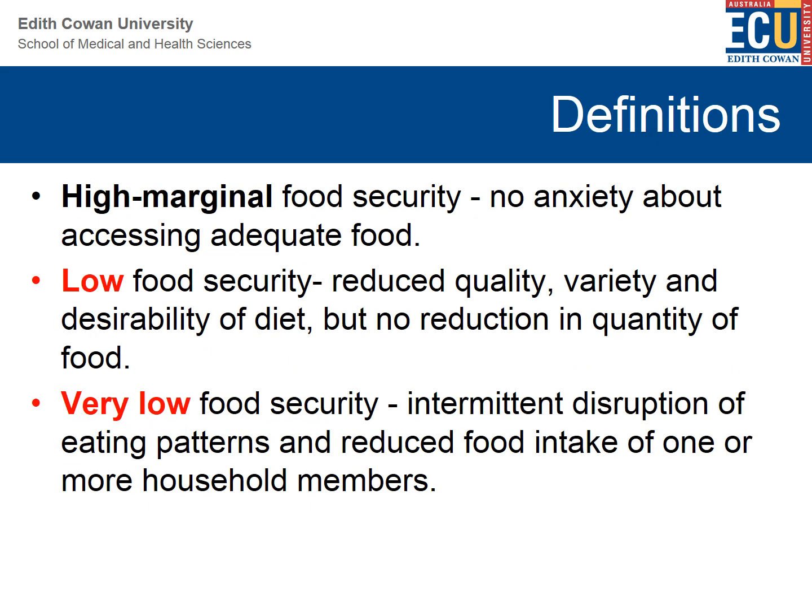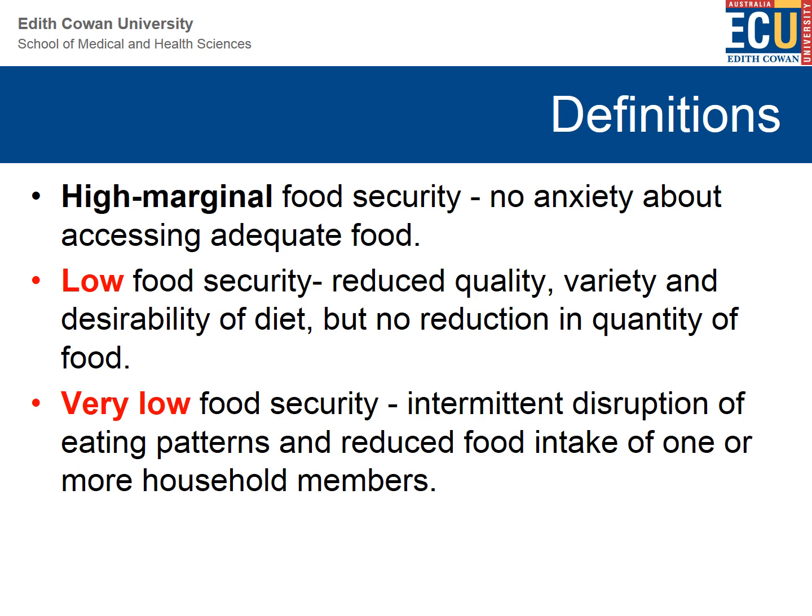So based on the classifications from the US Household Food Security Survey module, this is what we would expect households in each of the classifications to experience. So high marginal households would have no anxiety about accessing food, while those in the low food security group would have reduced quality, variety, and desirability of diet, but no reduction in quantity, while those in the very low group would have intermittent disruptions to eating patterns and reductions in food intake of 1 or more household members.